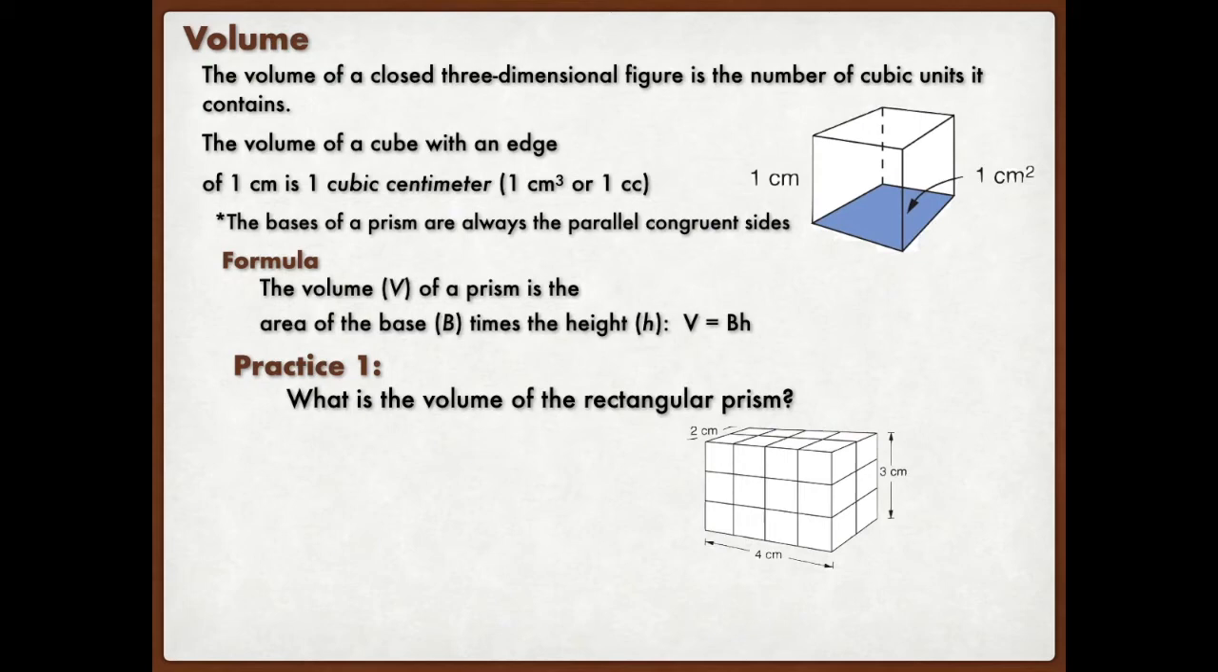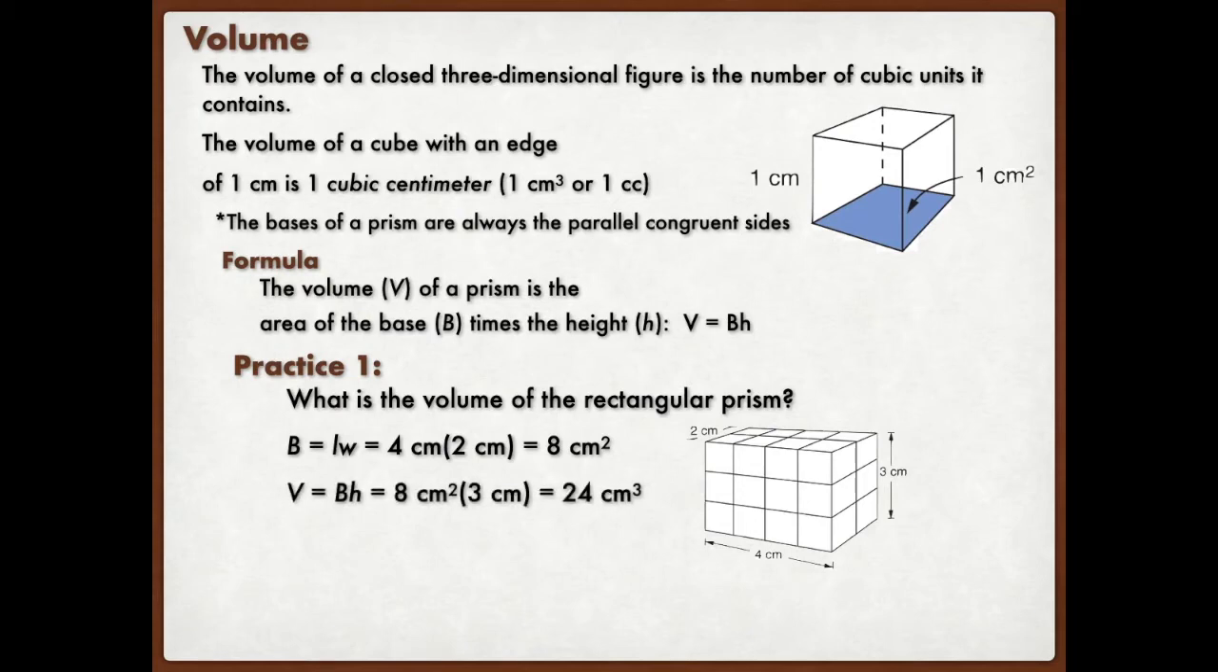Let's look at the practice example. Remember, the base is length times width. Then I need to multiply the base times the height. Or I can just do length times width times height. And so 4 times 2 is 8. 8 times 3 is 24. So 24, and here's our unit, cubic centimeters.